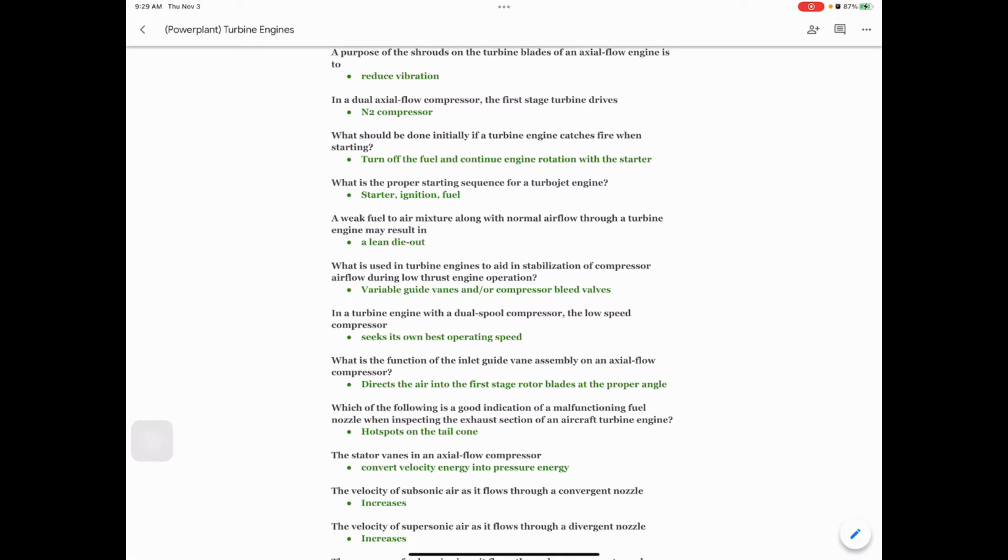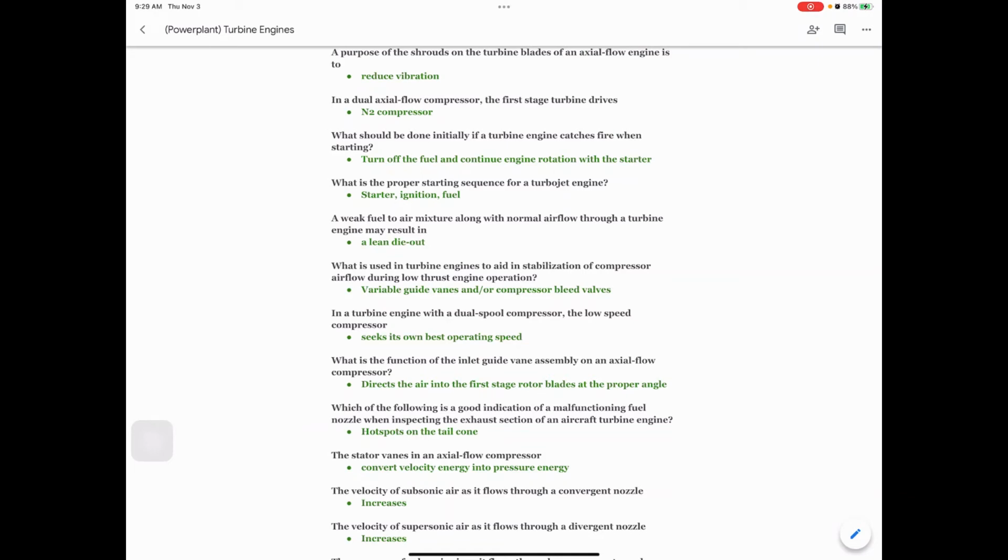A weak fuel-to-air mixture along with normal airflow through a turbine engine may result in a lean die-out. What is used in turbine engines to aid in stabilization of compressor airflow during low-thrust engine operation? Variable guide vanes and/or compressor bleed valves. In a turbine engine with a dual-spool compressor, the low-speed compressor seeks its own best operating speed. What is the function of the inlet guide vane assembly on an axial flow compressor? Directs the air into the first stage rotor blades at the proper angle.